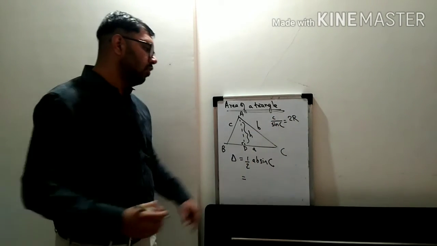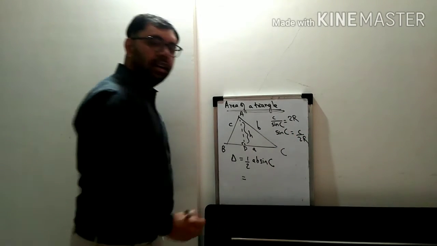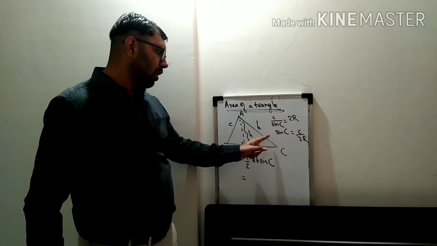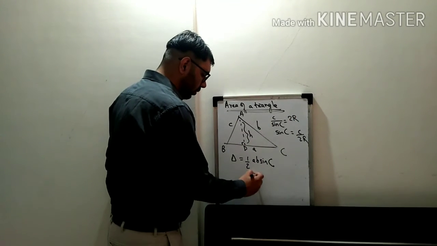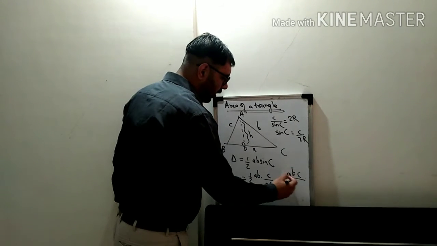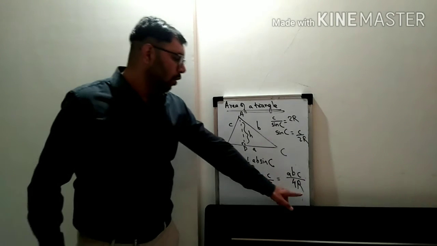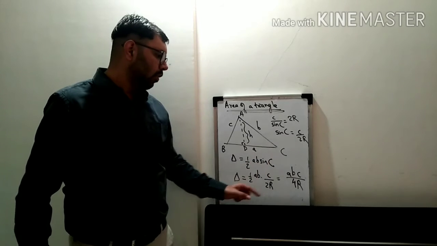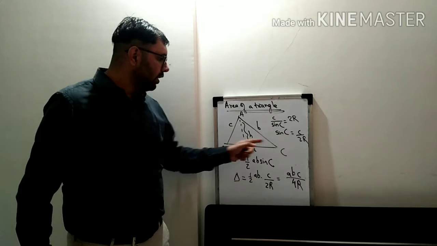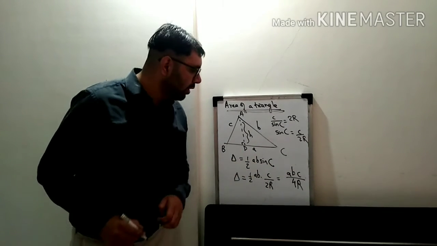So C upon sine C is equal to 2R, which means I can write sine C is equal to C by 2R. Sine C can be written as C by 2R, which means half AB and then C by 2R. So we get the formula for the area of the triangle as ABC upon 4R. This is an important formula when I want to write the area in terms of circumradius: the product of the three sides A into B into C, divided by 4 times the circumradius of the triangle.